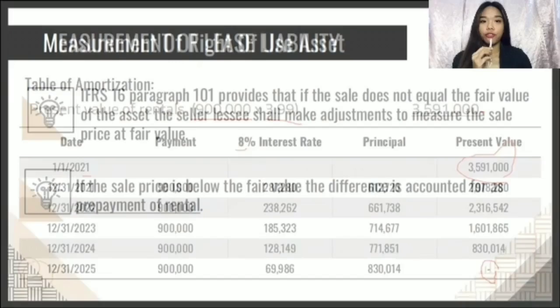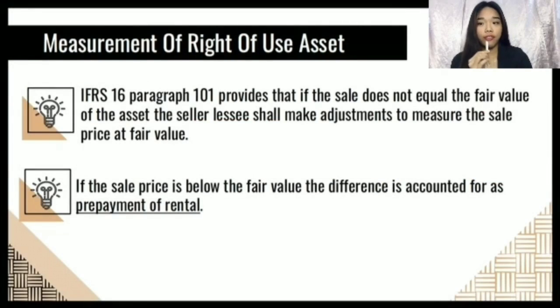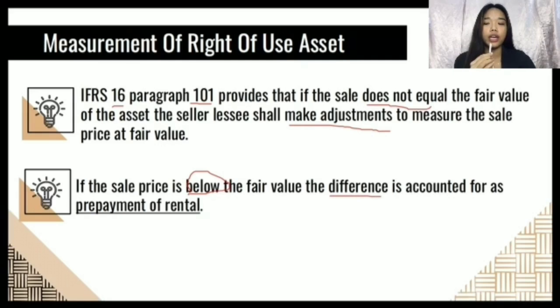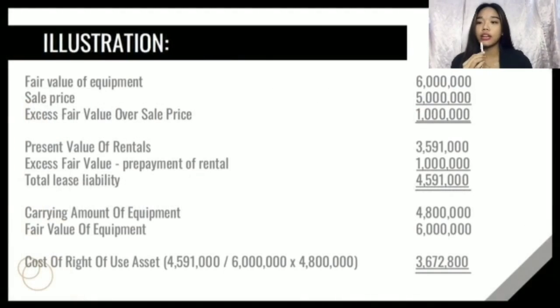Now, the measurement of right-of-use asset. Under IFRS 16, paragraph 101 provides that if the sale does not equal the fair value of the asset, the seller-lessee shall make adjustments to measure the sale price at fair value. So, that's very self-explanatory. If the sale price is below the fair value, the difference is accounted for as prepayment. So, dahil mas mababa nga yung sale price natin kasi sa fair value, i-account natin yung prepayment of rental. So, let's have an illustration.